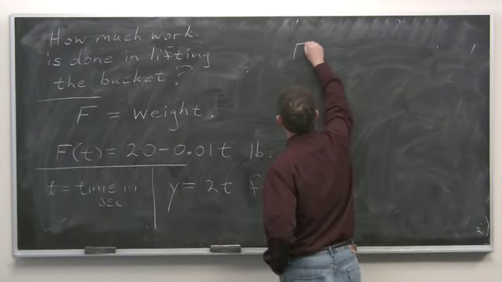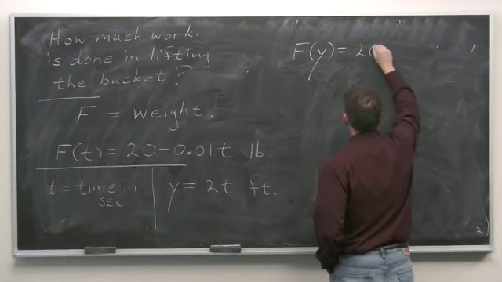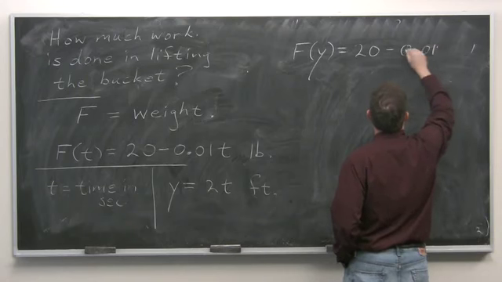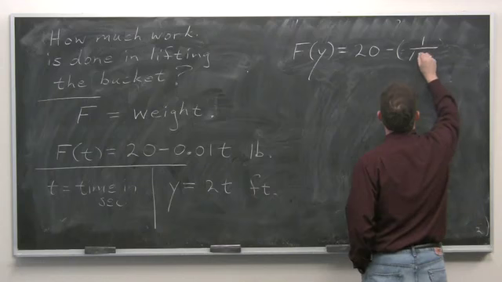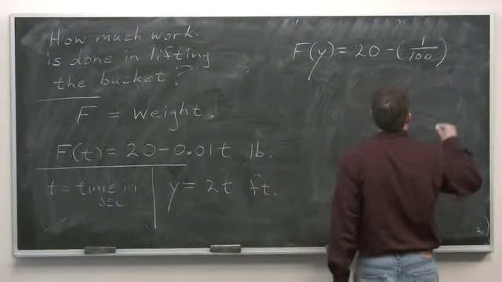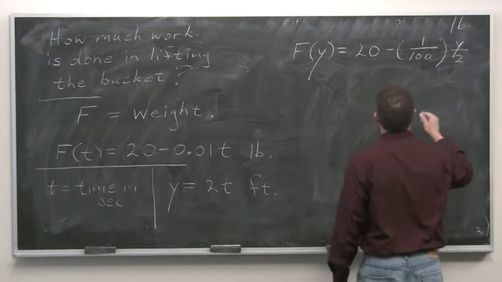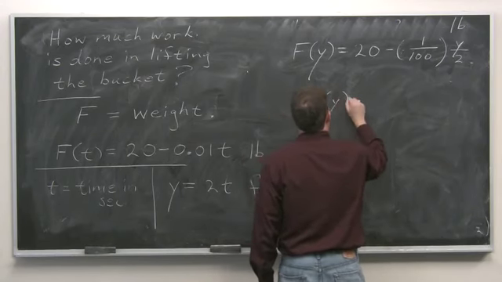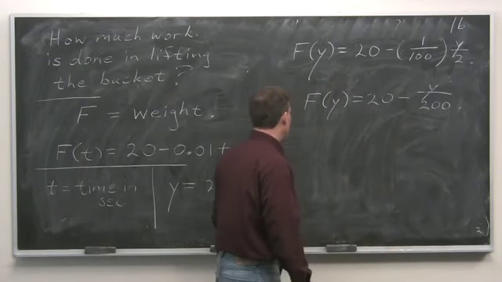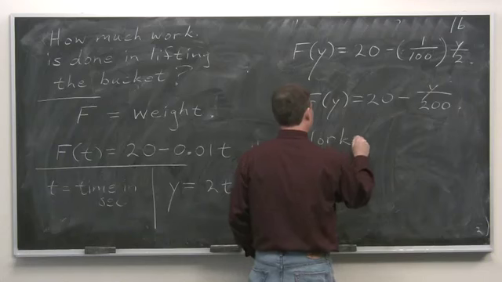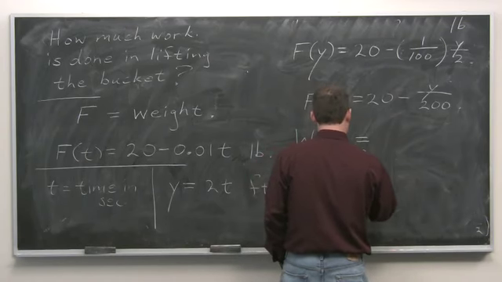So as a function of y, the force as a function of the position is 20 minus 1/100th, and t is y over 2. So we get this, still in pounds. So f of y is 20 minus y over 200 pounds. So the total work that we do in lifting this, you integrate as your y-coordinate goes from 0 to 100, f of y dy.